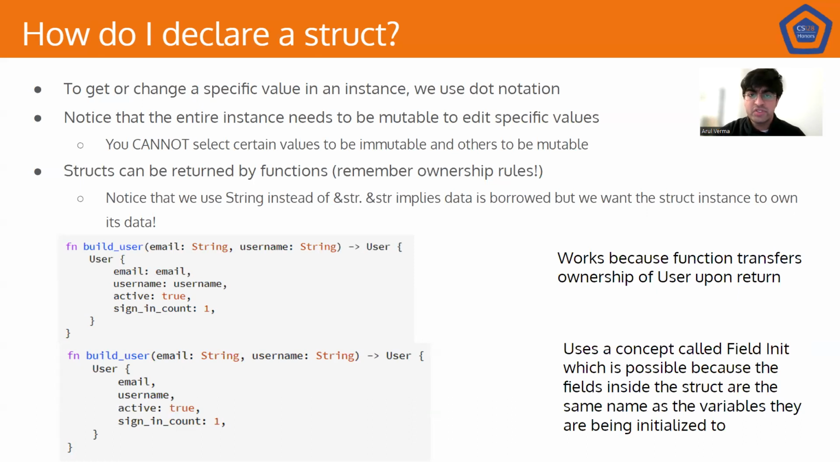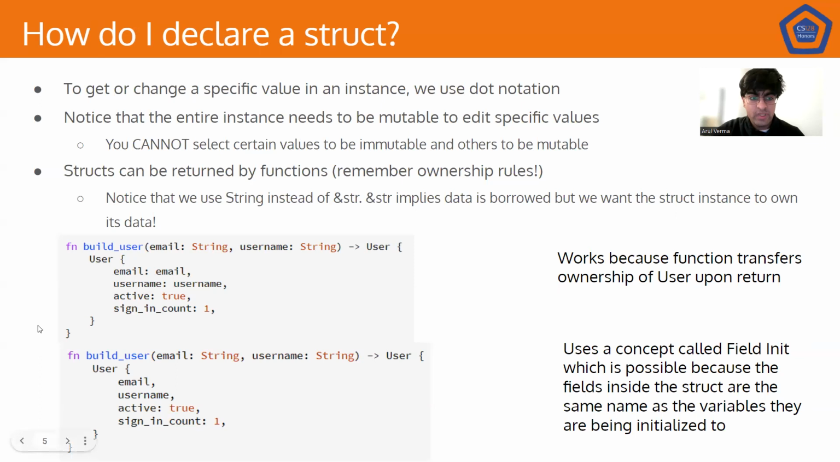Structs can be returned by functions based off of the same ownership rules that we talked about earlier. But because of how structs work, you cannot have this data inside be borrowed. What that really means is that you cannot use the ampersand str inside of a struct, because ampersand implies borrowing, and the struct must own its own data for you to borrow that struct and pass it through a function.